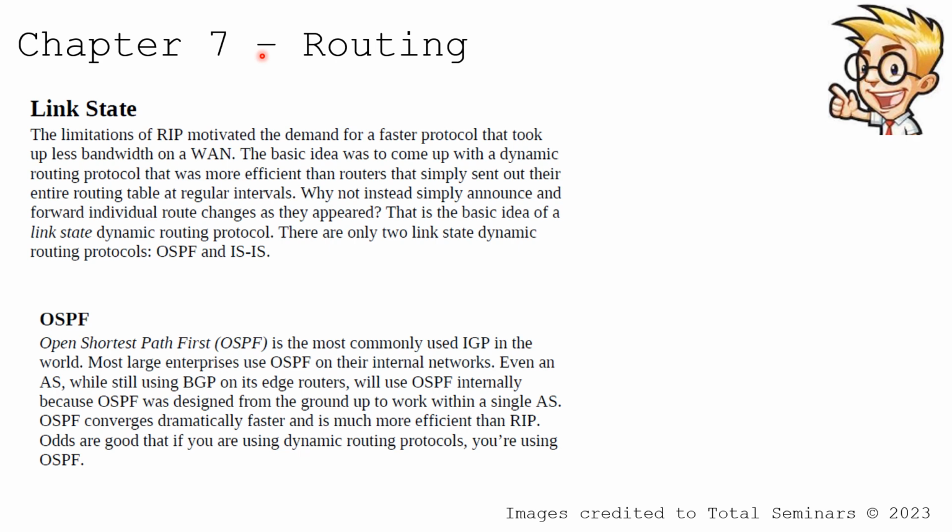Okay, let's talk about Open Shortest Path First. Open Shortest Path First is the most commonly used IGP, interior gateway protocol, in the world. Most large enterprises use OSPF on their internal networks. Even an AS, while still using BGP on its edge routers, will use OSPF internally because OSPF was designed from the ground up to work with a single autonomous system.